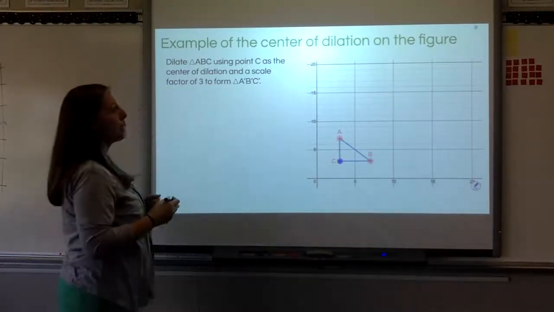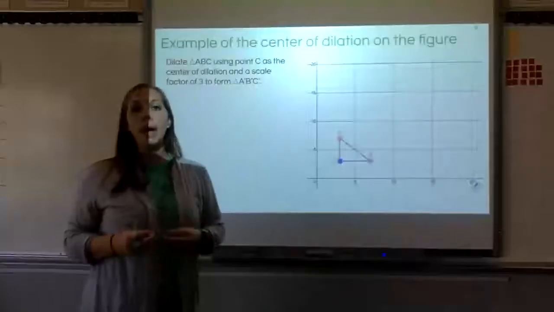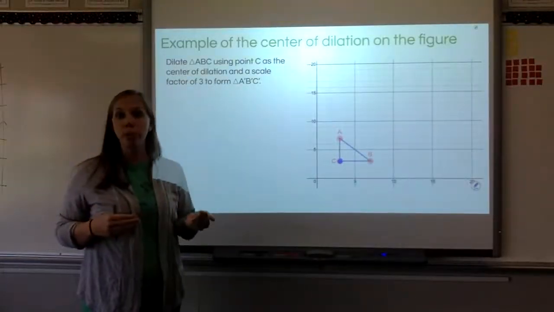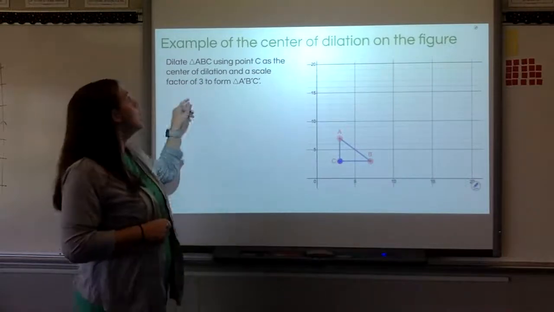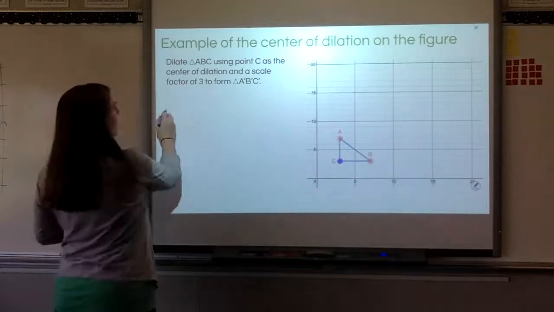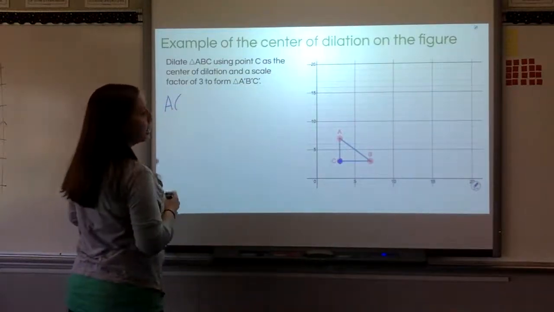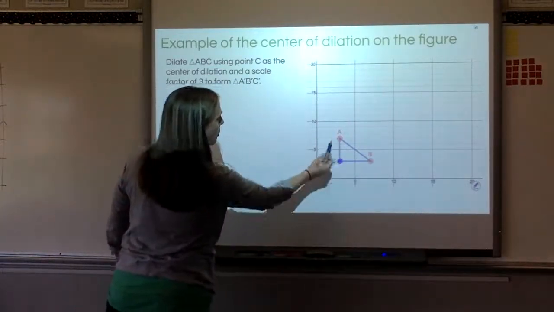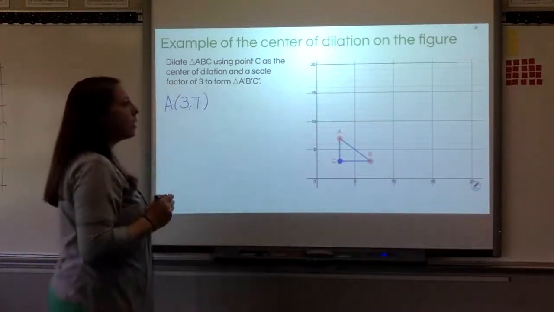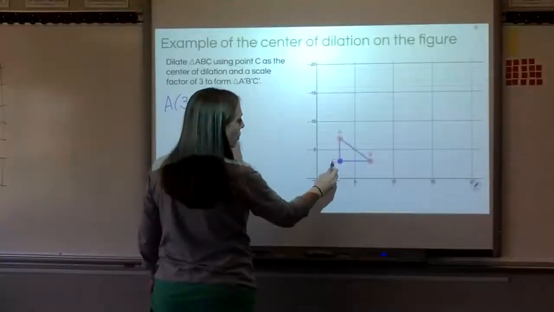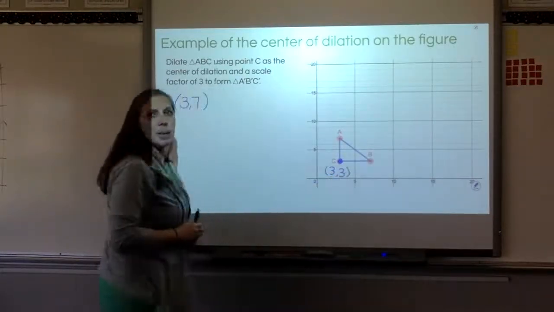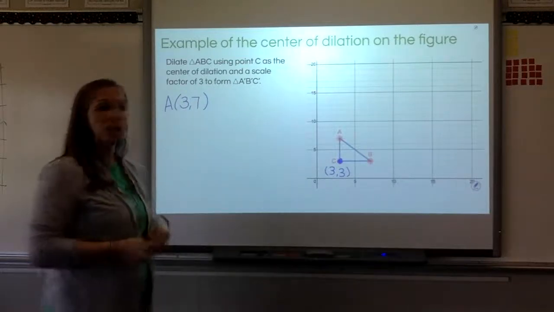So let's consider points A and B. There are a few ways I can look at this and decide where those points move to for my dilation. Now I'm dilating with a scale factor of 3. So I'm going to start with point A, and its coordinates are 3, 7. The coordinates of point C are 3, 3. And I'm going to write that over here just so I don't forget, because that's going to be important since it's our point of dilation.